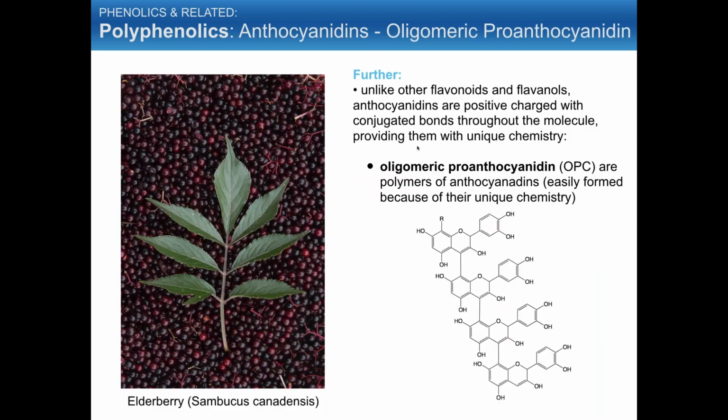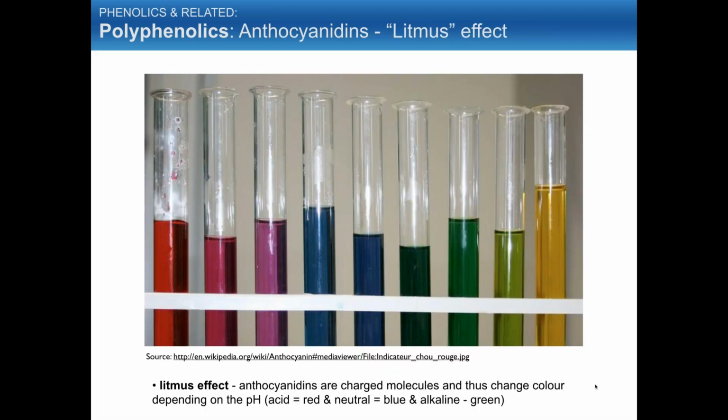Now, one last thing is, unlike the other flavonoids, these anthocyanidins, because of that positive charge, I think it allows them to form polymers. So they can often form what are called oligomeric polyanthocyanidins, or polymers of anthocyanidins. As a result, you get these very, very large molecules that kind of stick together, and these are called non-hydrolyzable tannins. We're going to talk about that in a second.